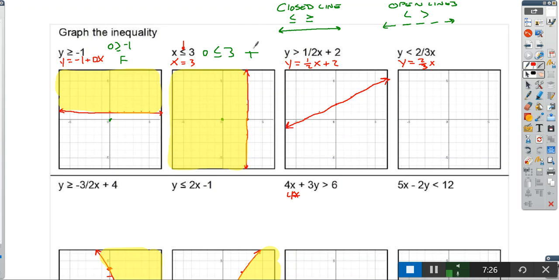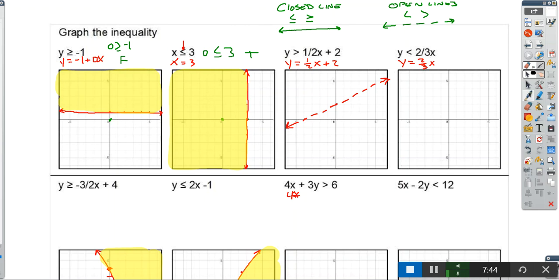Now, unlike the first two, this problem cannot be, the two sides cannot be equal, which means we have an open line. Therefore, we need to take our eraser and create a dashed line. There we go.